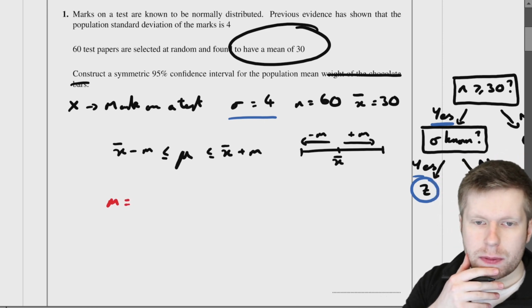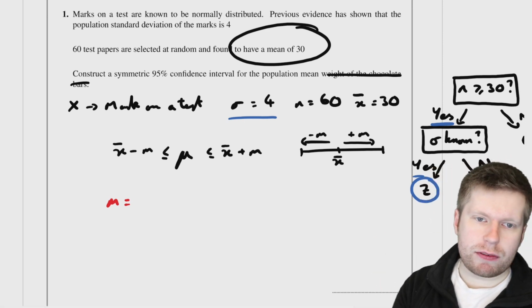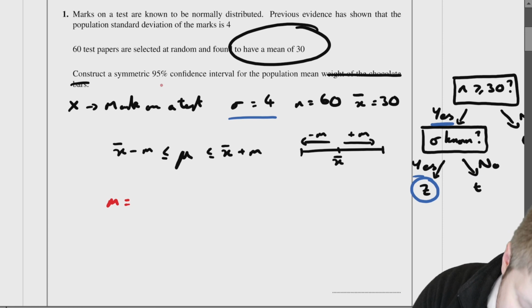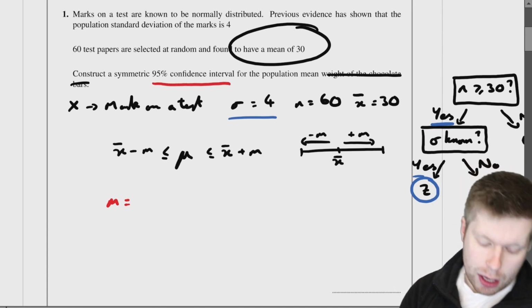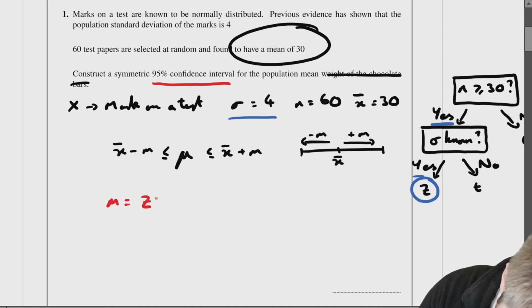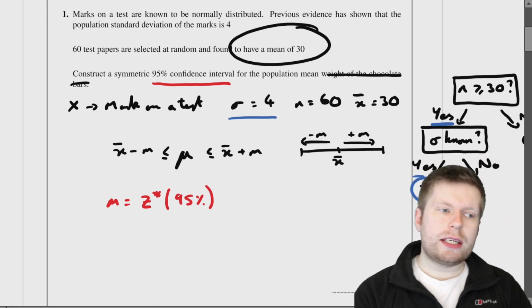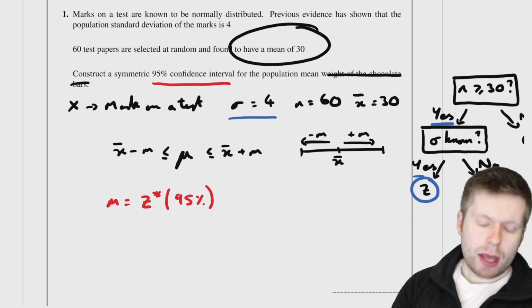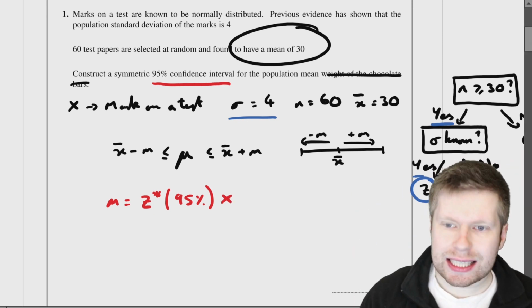So m is going to be equal to, first of all, I need to work out how many units of standard deviation I need to include in order to have 95% of my data included. So I need to look at that. I'm going to look on my z tables and find the units of standard deviation each side of the mean which include 95% of my data. Then I need to multiply that by my actual value of my standard deviation.